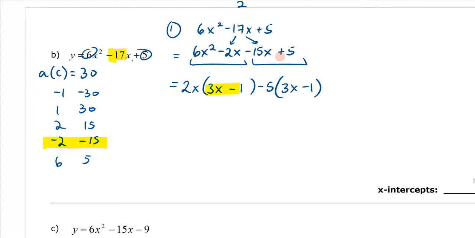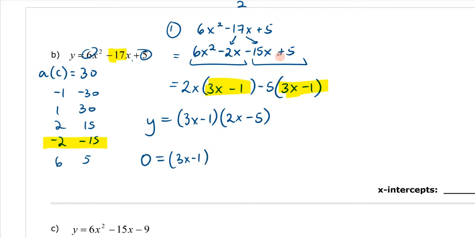Okay. Notice common expression again. If you don't get the common expression, then check if you made a mistake in the previous line. Okay. So take out the common expression, 3x minus 1. What's left over? 2x and minus 5. Okay. Now, if you want your x-intercept, set that y value to 0, solve for your x.